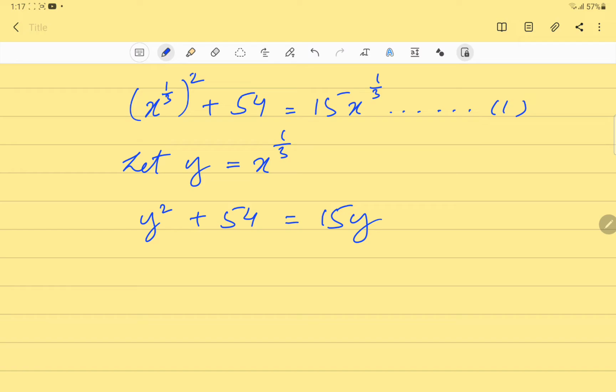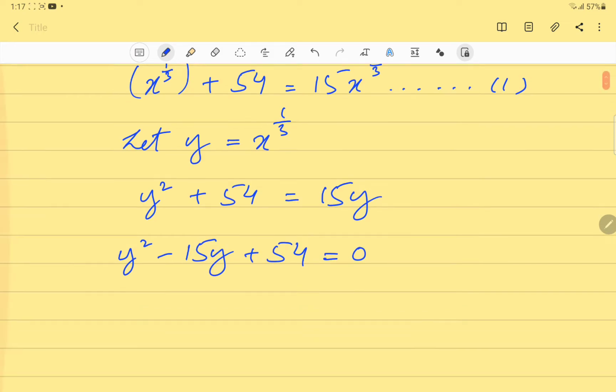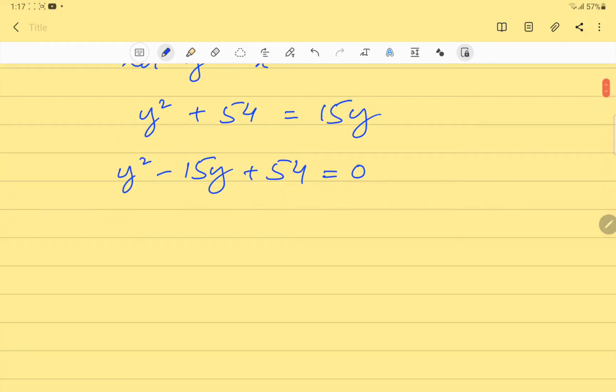Now we will transfer all the terms of this equation on one side. So we will get y squared minus 15y plus 54 is equal to 0, which is a quadratic equation and can be solved easily with the help of the quadratic formula.